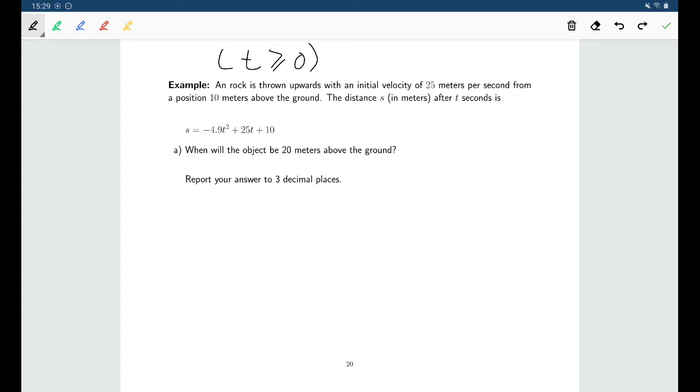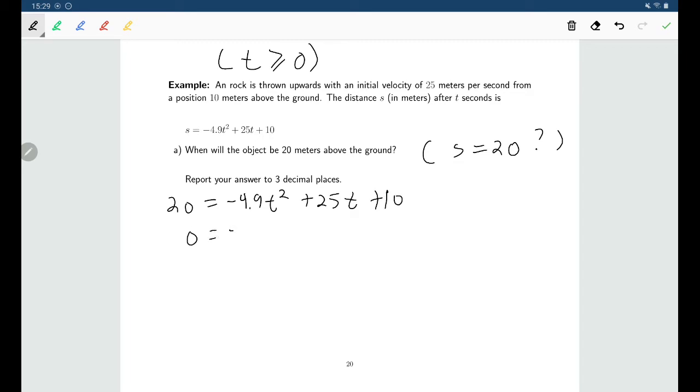So first off, the question in part A is, when will the object be 20 meters above the ground? Or in other words, when is S equal to 20? So if we start out with 20 as our value for S, we'll now have that negative 4.9t squared plus 25t minus 10 is equal to 0.